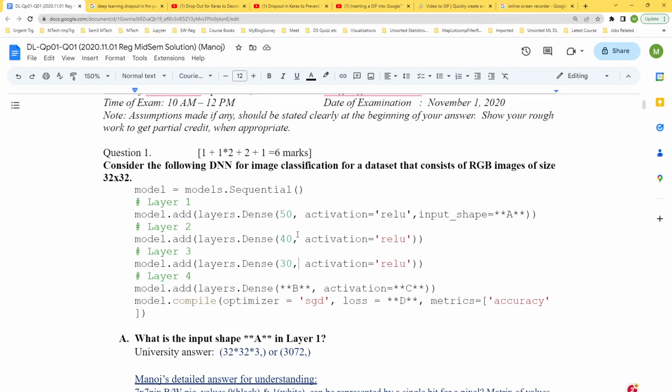One thing I want to add here: Dense 50, this 50 means the number of neurons per layer. You already know this neural network, no? We already learned it in machine learning. In this first layer, layer 1, they are going to add 50 neurons. Layer 2 they are going to add 40 neurons, and then 30 neurons. And the activation is ReLU. You know this ReLU, no?